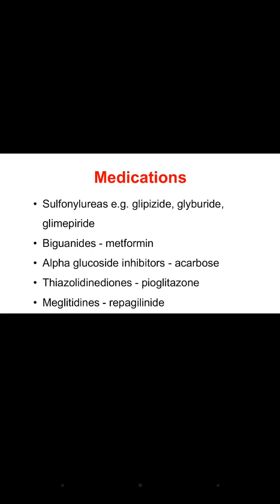Now medications. These are also called oral hypoglycemic agents. So these should be used. First is sulfonylureas. In this, glipizide, glyburide and glimepiride are examples. Then biguanides, metformin. This is the first line drug which is used for diabetes mellitus, metformin. Then alpha glucosidase inhibitors, example acarbose.